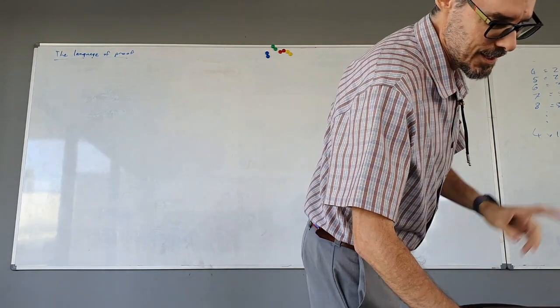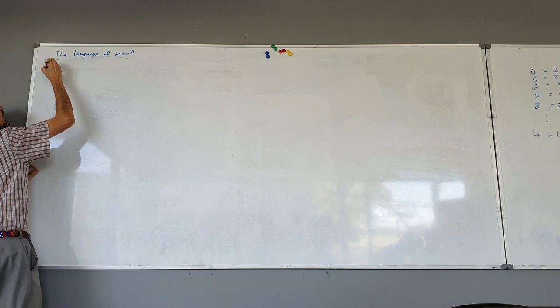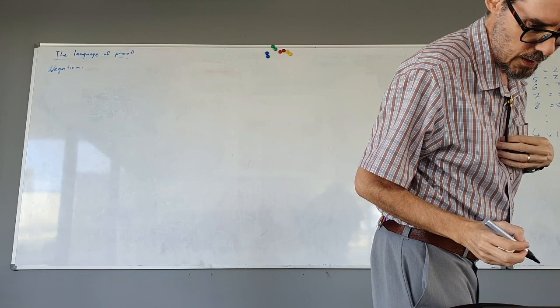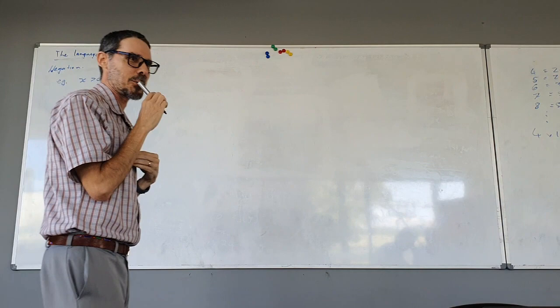So, we are going to talk about statements that are true and false. And the first idea in the textbook, we will go in their order, is negation. Let me just write negation. So, for example, x is greater than zero. What is the statement that is the negation of x is greater than zero? Don't say anything yet. Think.